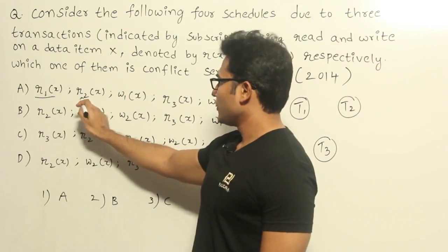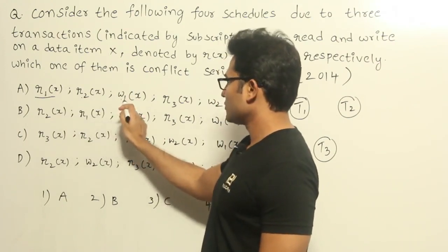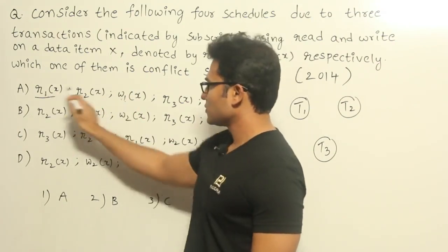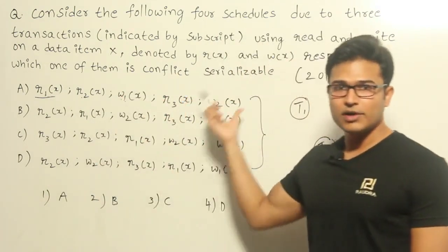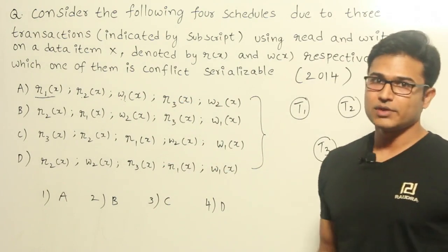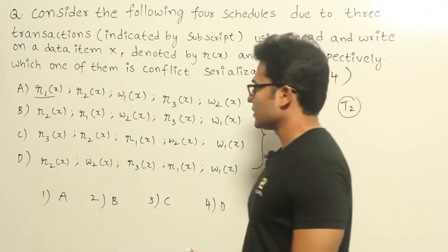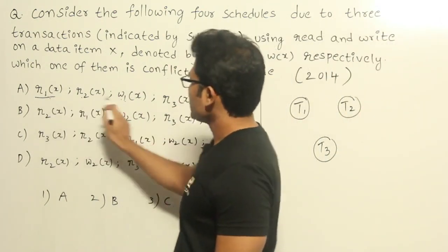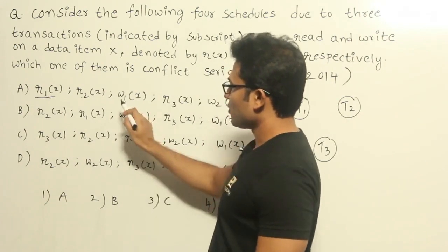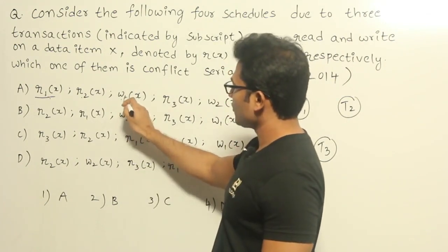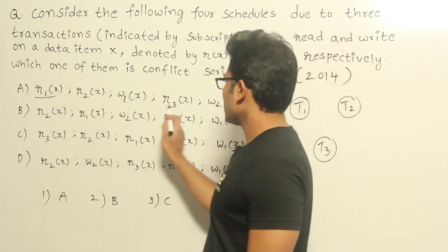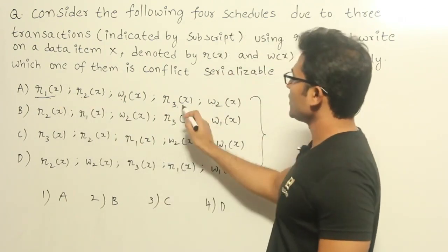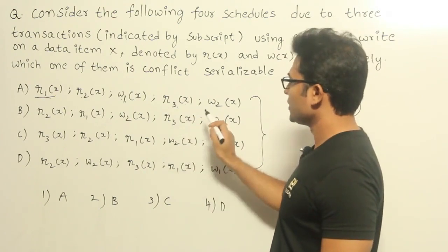So this is not a conflict, because 1 and 1, which means these 2 actions are from the same transaction, right? See, if you are not able to do it this way, better draw it in terms of a table and you can solve it. Otherwise, if you can do it this way, just follow it. Now R1 of X, W1 of X, these 2 are not conflicts because both are from the same transaction. And then R1 of X and R3 of X, not a conflict because both are read operations.